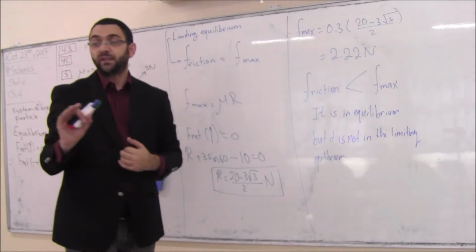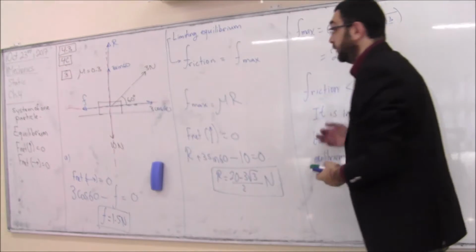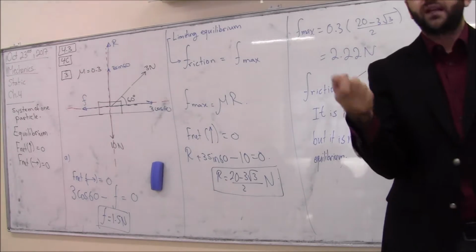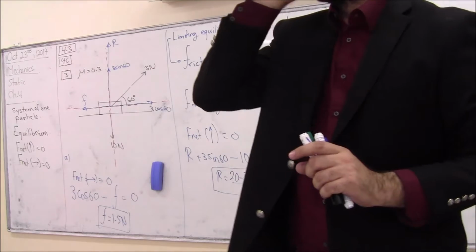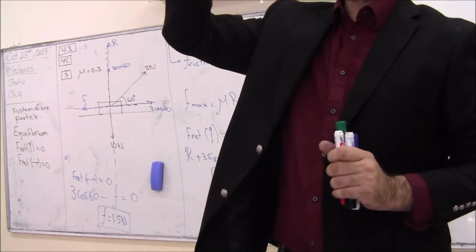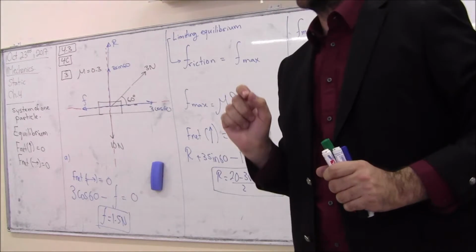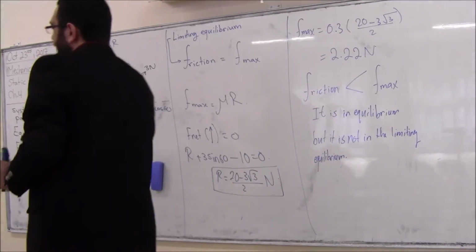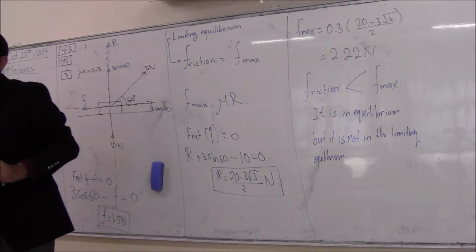Both of them are at rest, in equilibrium or limiting equilibrium. The only difference is that the object in limiting equilibrium is at the point of moving. Do you know what I meant by point of moving?